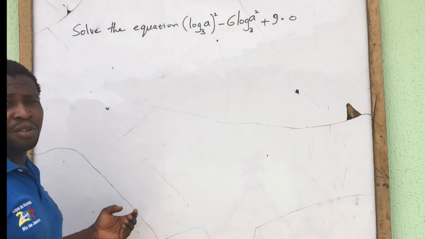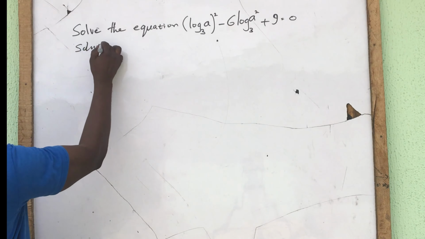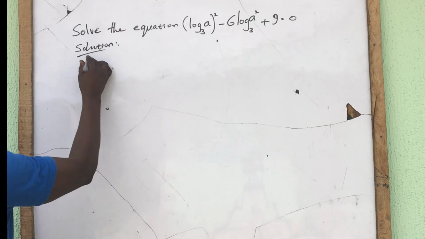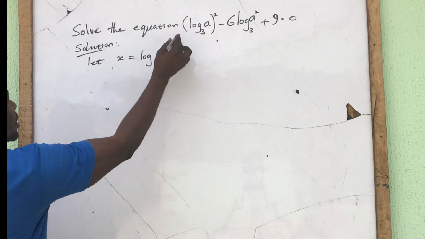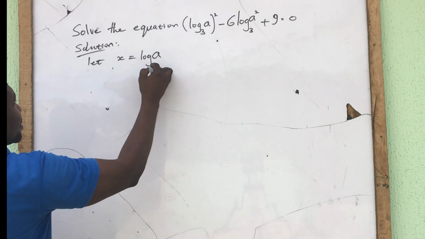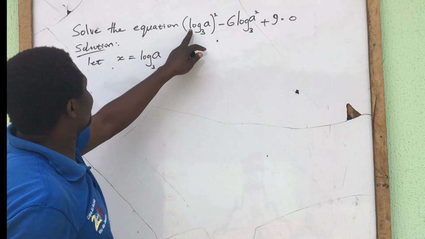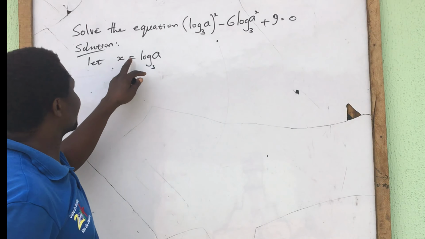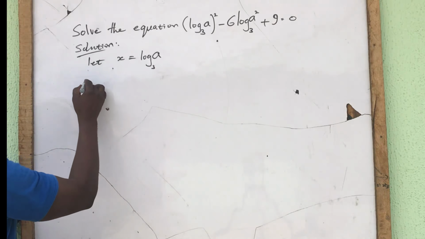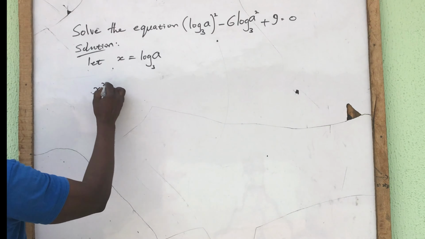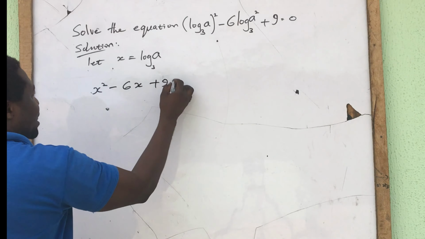It's also a quadratic equation. So what we are going to do first is substitute. Let x equal log a base 3. So anywhere we see log a base 3, we put x. That means the equation will become x squared minus 6x plus 9 equals 0.